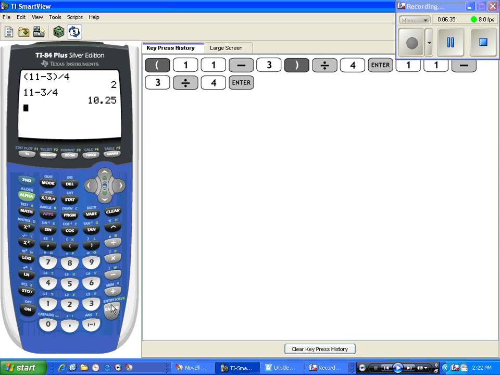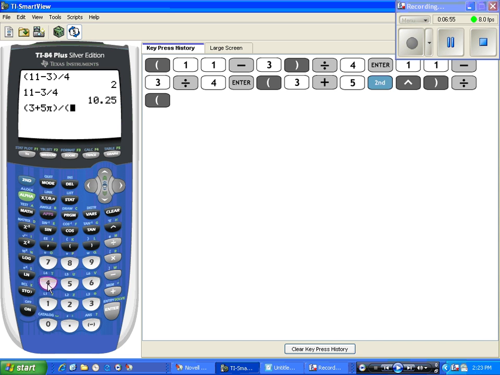So example 7 here, a little more complicated. 3 plus 5 pi. Pi is up here above the caret key. So I'll press second caret to get the pi. Close parenthesis, divide, and now I'm going to need parentheses for the denominator also. 4 subtract 6, and then get my entry. This is an approximation because we have an irrational number pi in our calculation.